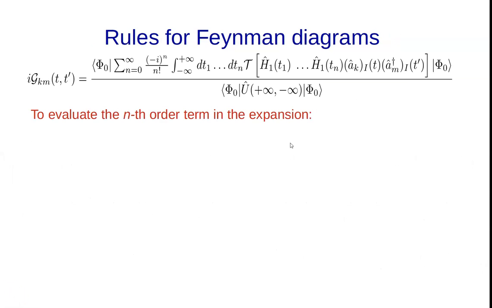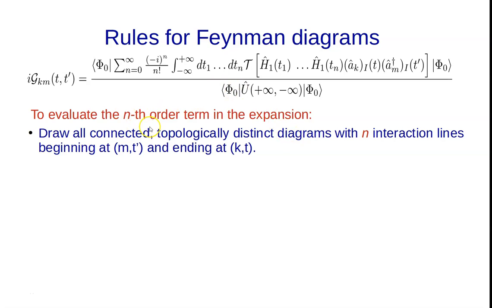So this is a summary of the rules, okay? I'll try to summarize. So the first thing is to calculate the nth order term in the expansion. You draw all connected and topologically distinct diagrams with n interaction lines, beginning at m t prime and ending at k t. Okay, so with n equals 1, we have only one wavy line, the interaction line, and you only get 2 distinct diagrams, the ones that we already saw.